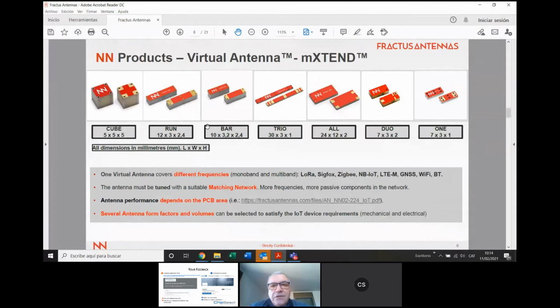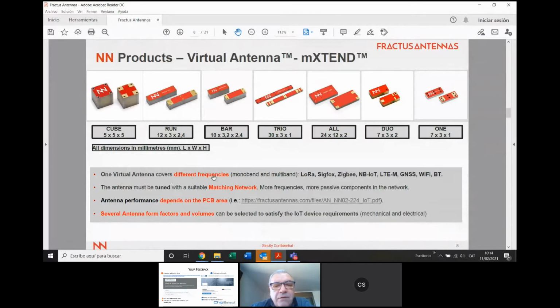And also, even more, in some cases, we have modular antennas. Then you can choose in your design to use one modular antenna or two separate antennas. So we are always giving you flexibility in form factor and in number of antennas to be used in your design. So here you have a brief summary of the advantages of the virtual antenna.